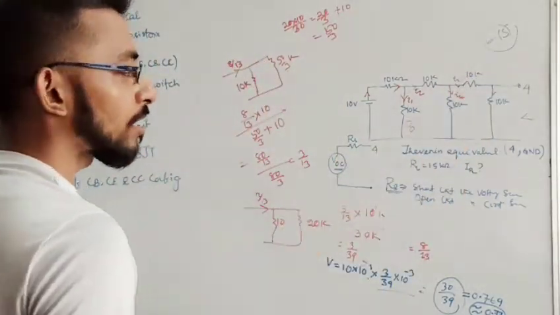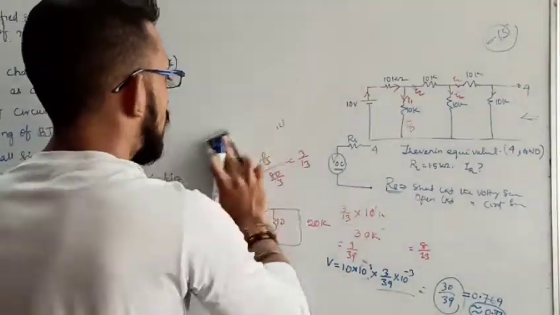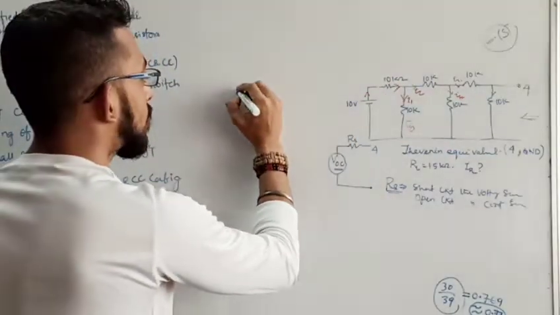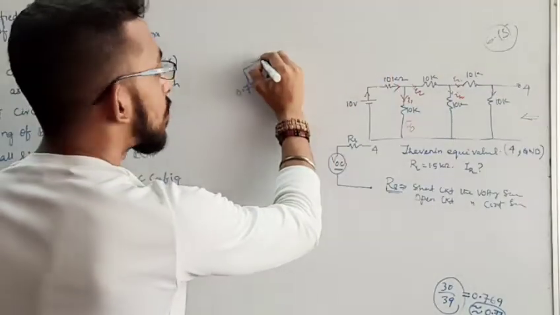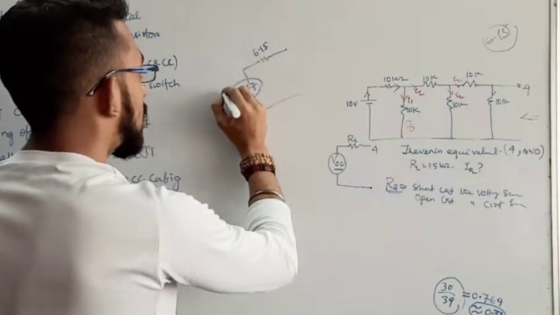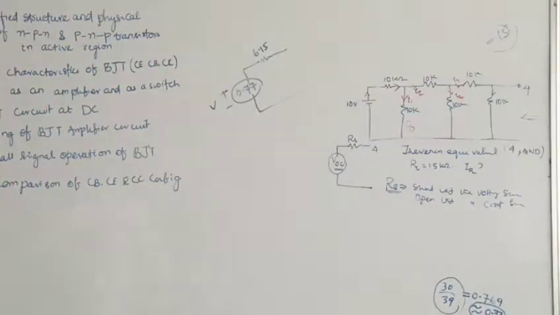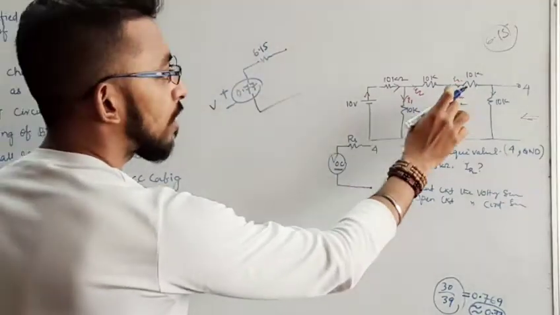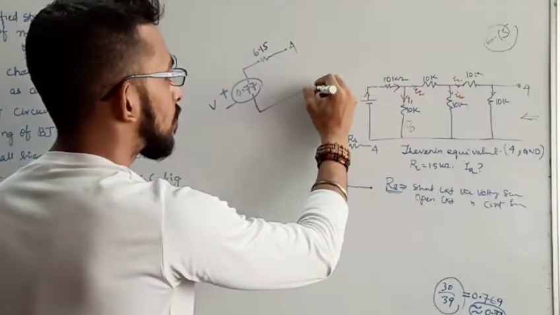This process seems a bit lengthy, but once you practice this type of question, it will become easy for you. Now I can replace the whole circuit by a voltage source of 0.77 in series with a resistance whose value is 6.15. This is my plus minus voltage source, and this is the 6.15 resistor. So it is a Thevenin equivalent between this 4 and ground.